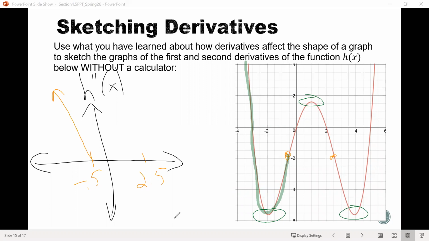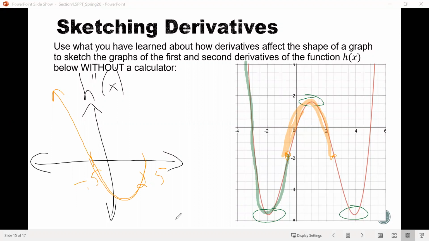And then between negative 0.5 and 2.5, we see that we've got this down like a frown shape, so that would be concave down, which means the values of the second derivative all need to be negative, so it'd be all below the horizontal axis. And hitting back at 2.5, 0 at 2.5.